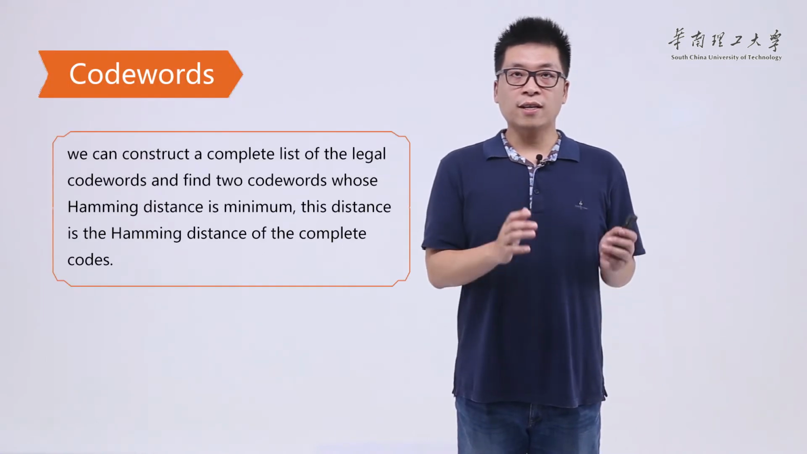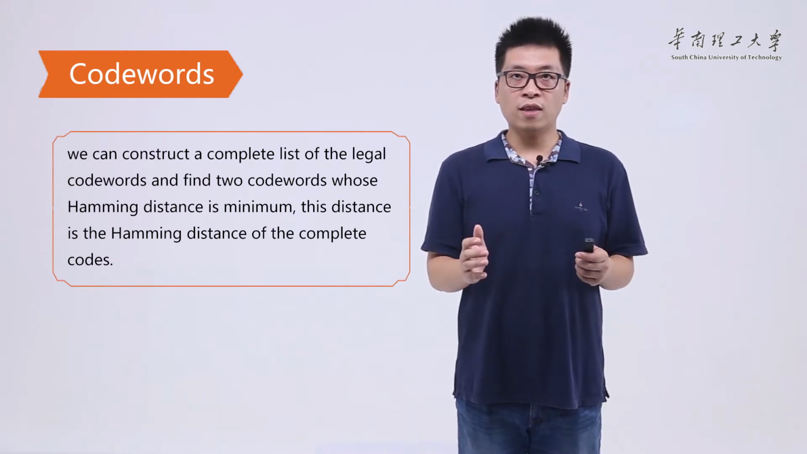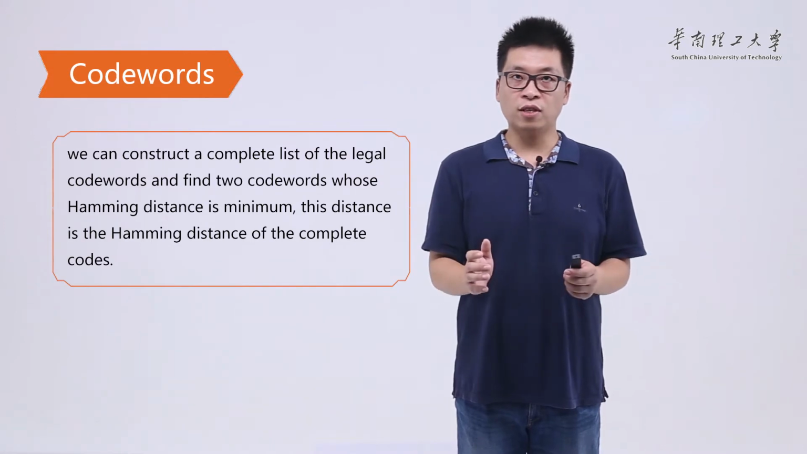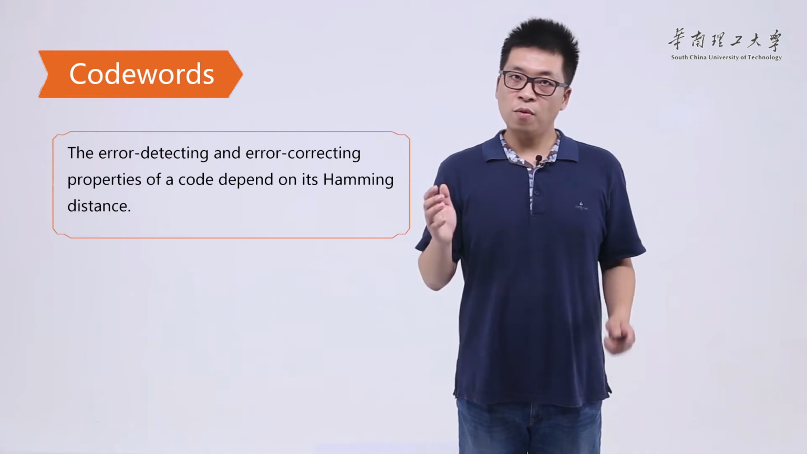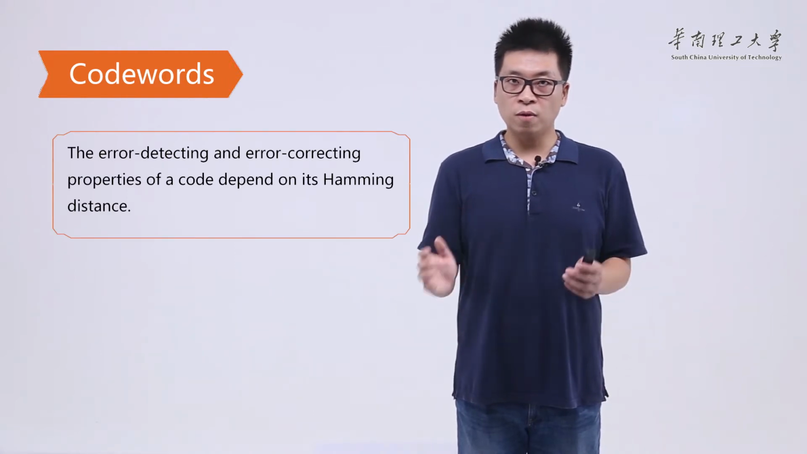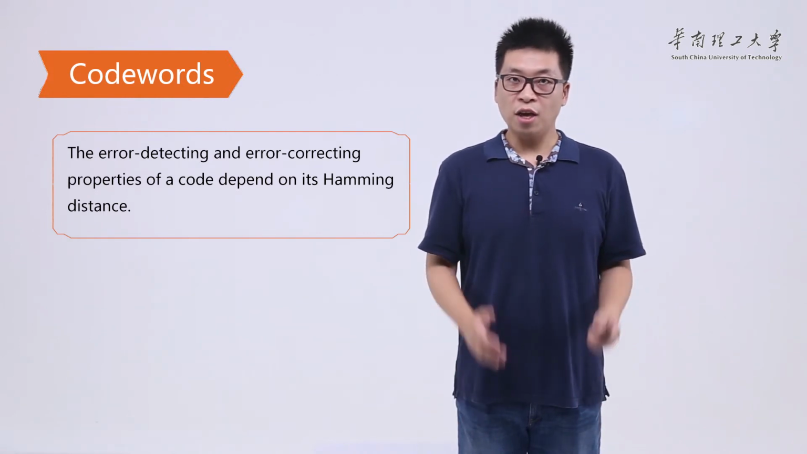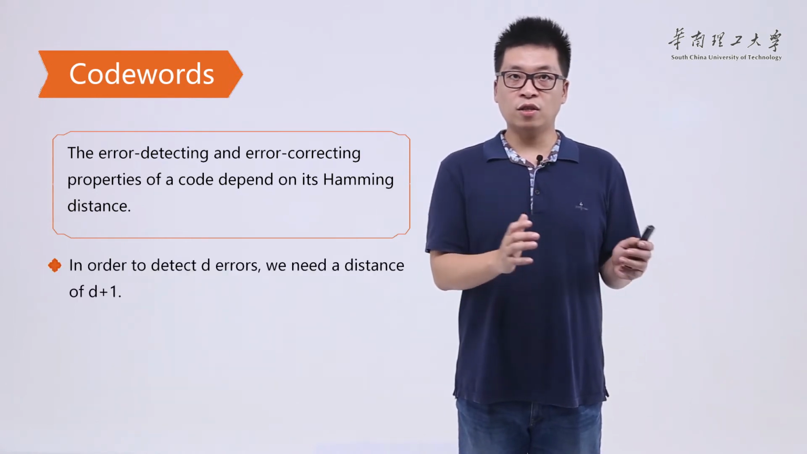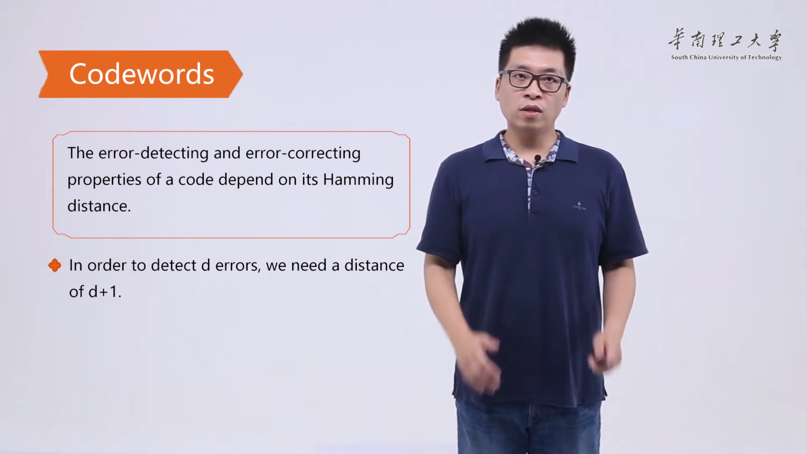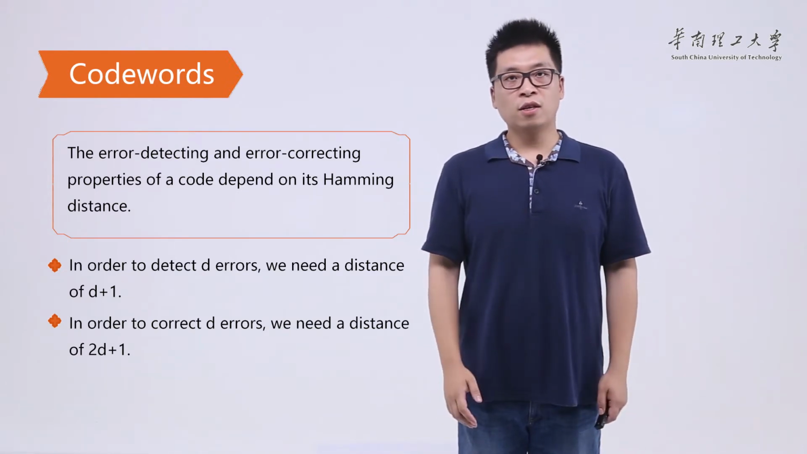We can construct a complete list of legal code words, and then try to find the two code words whose Hamming distance is minimum. This distance is the Hamming distance of the complete code. The error detection and error correction properties of a code depend on its Hamming distance. In theory, in order to detect d-bit errors, we need a distance of d plus 1. But when you want to correct d-bit errors, we need a distance of 2d plus 1.